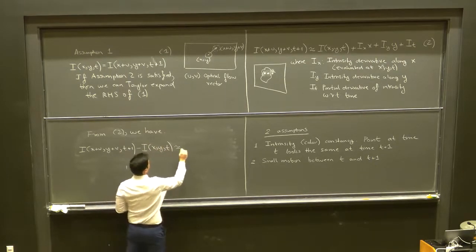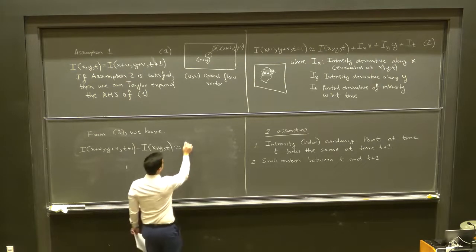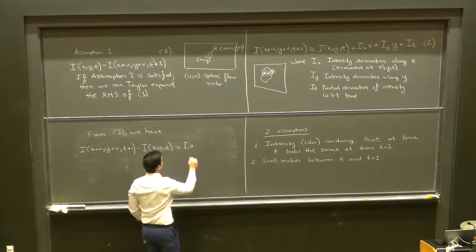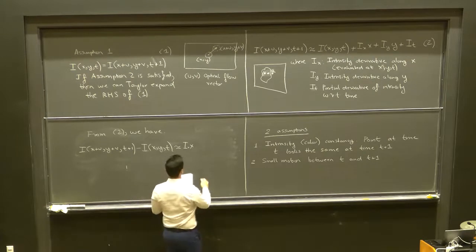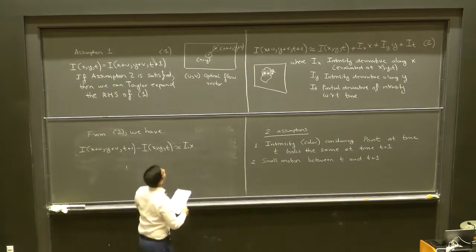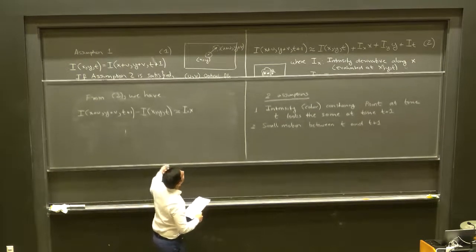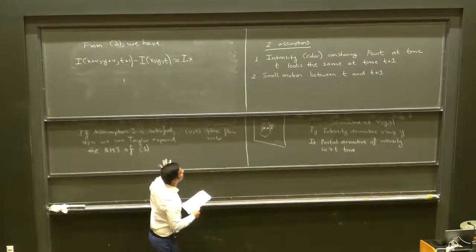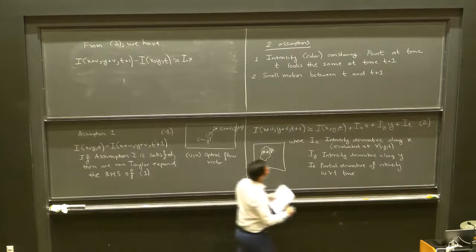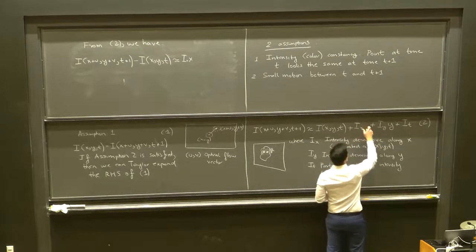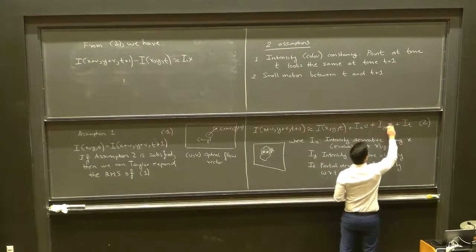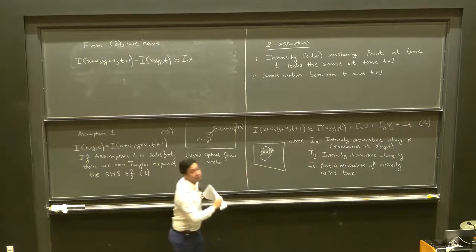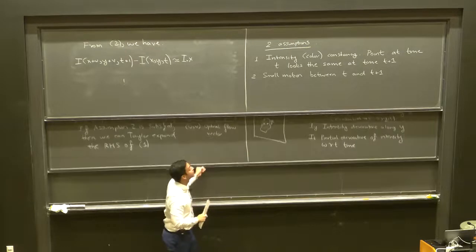So this is now approximately equal to Ix times x. I had a typo there, oops. Sorry, maybe this is partly why things were confusing. So this should be u. And v. Those are the components of the optical flow.